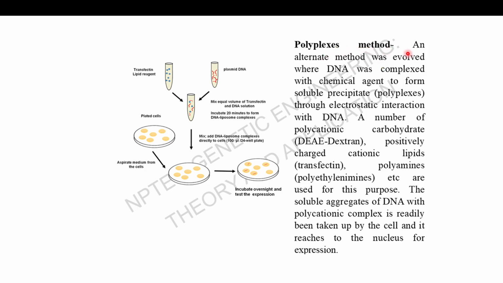Now there's the polyplex method, which is an alternate method for DNA, where DNA is complexed with a chemical agent to form a soluble precipitate or polyplex through electrostatic interaction with the DNA. So there can be different kinds of complexes. Again, it's basically DNA forming a complex, and the soluble aggregates of DNA with polycationic complex are readily taken up by the recipient or host cell, and reach the nucleus for expression. Okay.